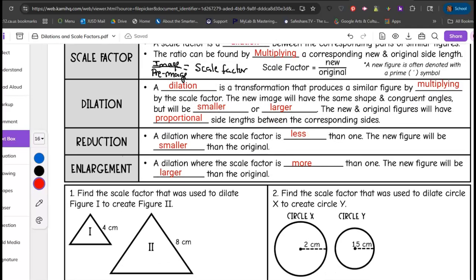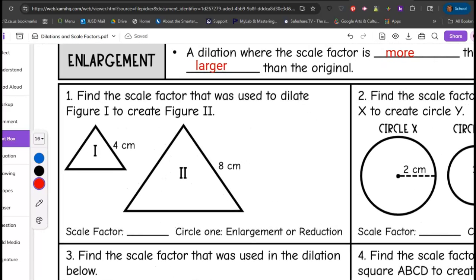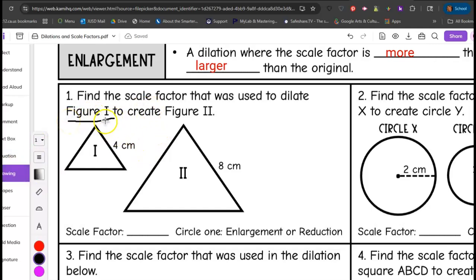Okay. We should be ready to look at our very first problem. So it says, find the scale factor that was used to dilate figure 1 to create figure 2. So I'm creating figure 2. So that means I had to have figure 1 first in order to create figure 2. So this is my pre-image. Figure 1 is my pre-image. And figure 2 is my image because it's after the dilation. It was created from figure 1. Okay, so remember we're going to do image over pre-image.